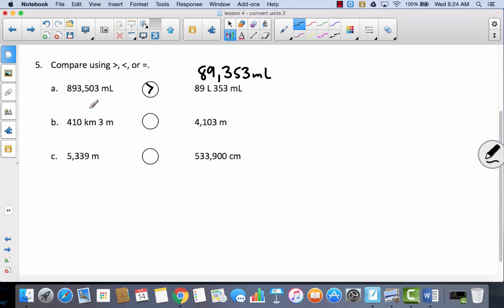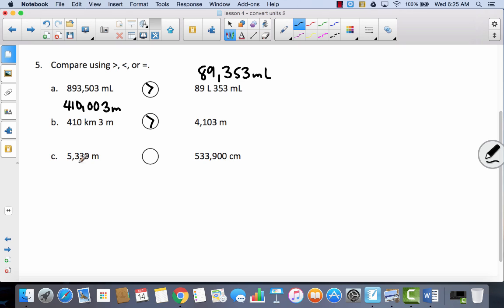All right, so now we have kilometers and meters compared to meters. Well, let's change this to meters. So this is 410,003 meters. Again, this would be greater than.